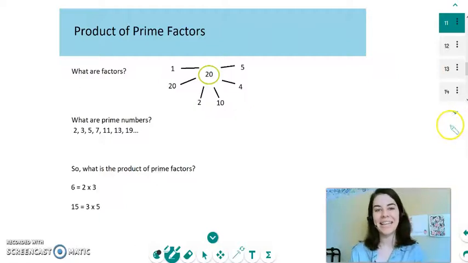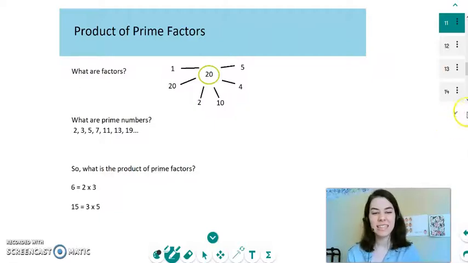Hello, I'm Kelly. Today I'm going to be giving a lesson on the product of prime factors, which is about GCSE level, maybe slightly lower maths.